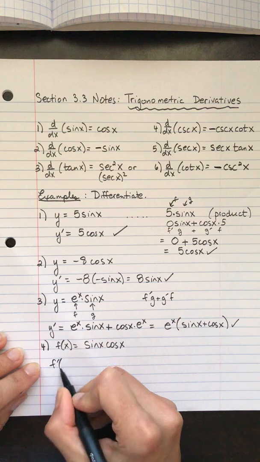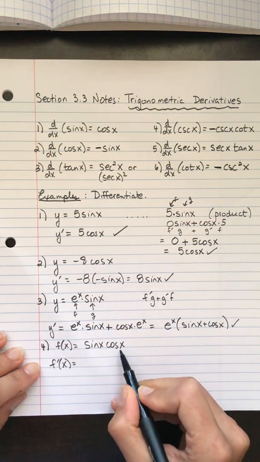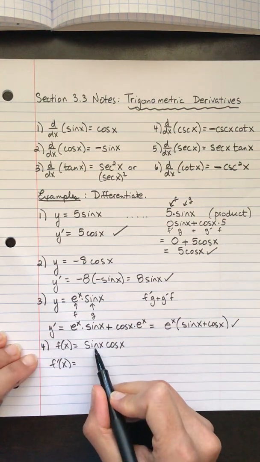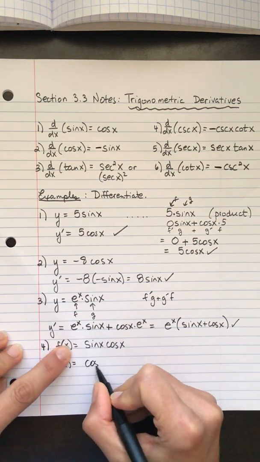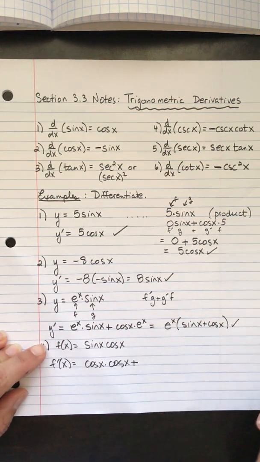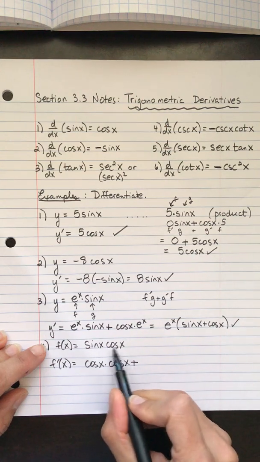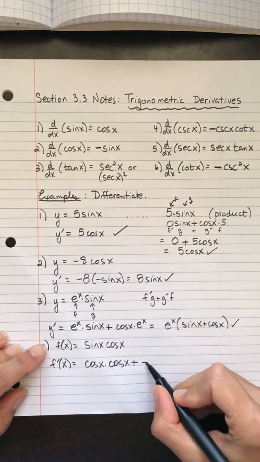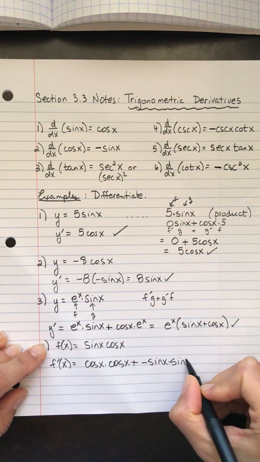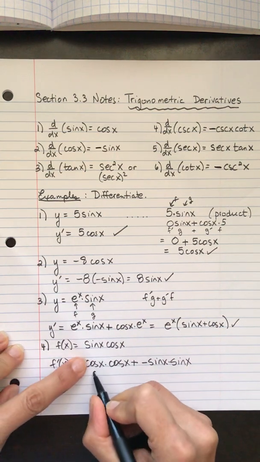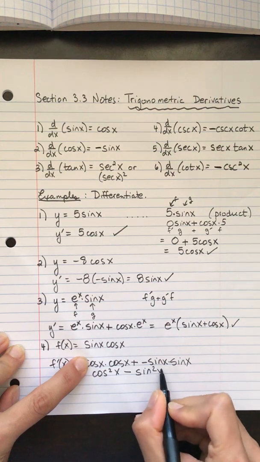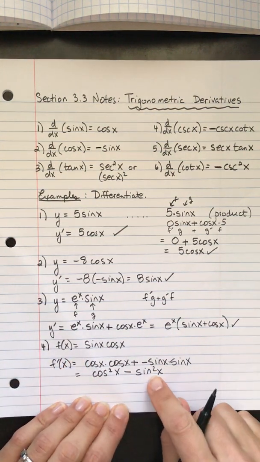So using the product rule, which says f prime g plus g prime f, now I have f here, so let's not confuse. Product rule says derivative of first, so the derivative of sine is cosine, times second, so cosine again, plus the product rule says the derivative of the second, so the derivative of cosine is negative sine x, times the first function. And so you get cosine squared x minus sine squared x.